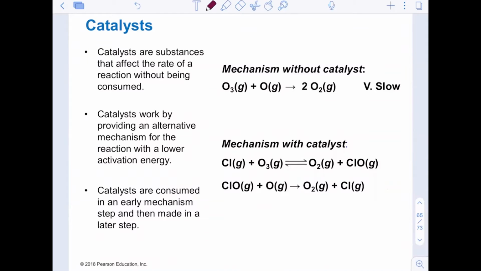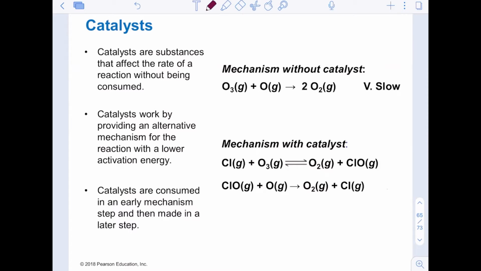Last step, catalysts. What is a catalyst? Well, a catalyst is going to be a substance that affects the rate of the reaction without being in the overall reaction shown. So a catalyst is going to be consumed and then produced in a reaction. Most of the time, students get catalysts confused with intermediates. They are not intermediates. And so we're going to take some time to observe what is a catalyst and how we can identify it.